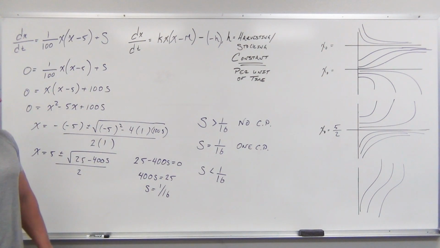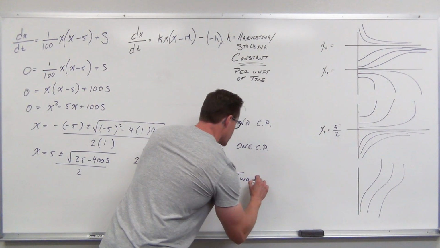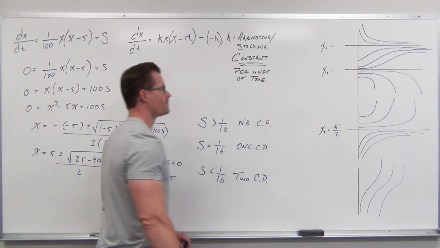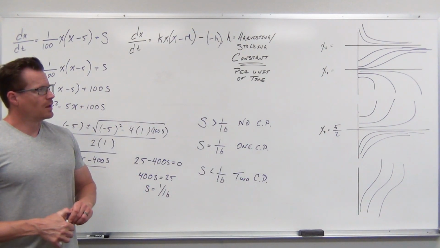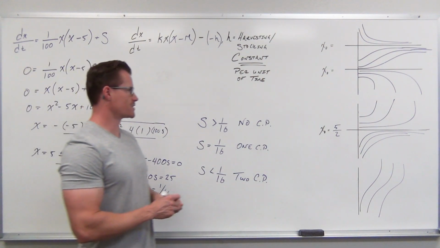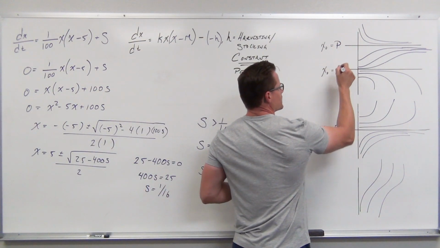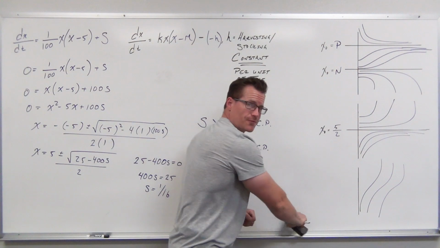And lastly, what if our stocking is less than our bifurcation point of 1/16? Then we're going to get 2 critical points. And that picture is going to reverse. So what would happen is we would have these 2 critical points, P and N, but our picture is going to be different.